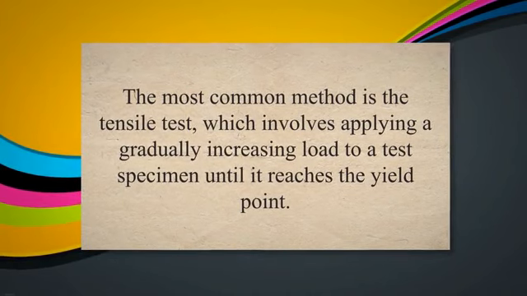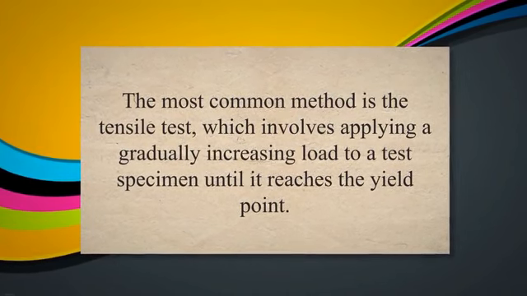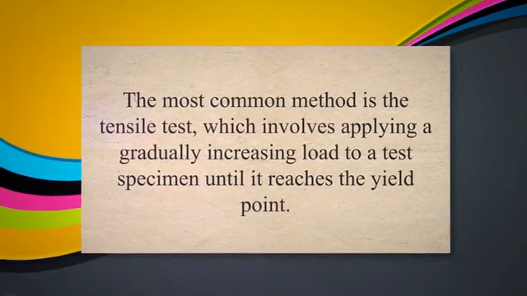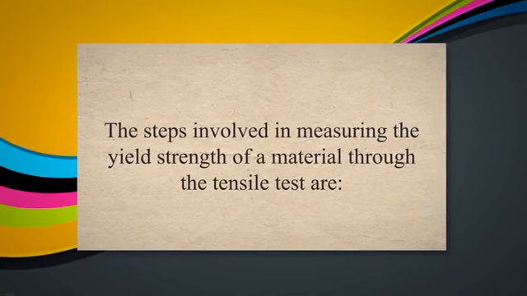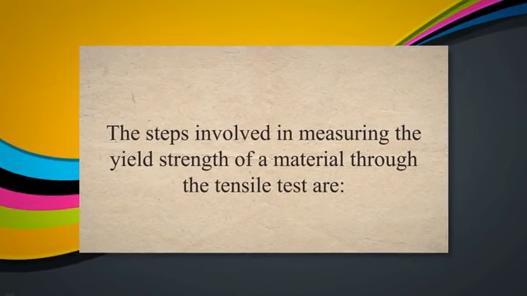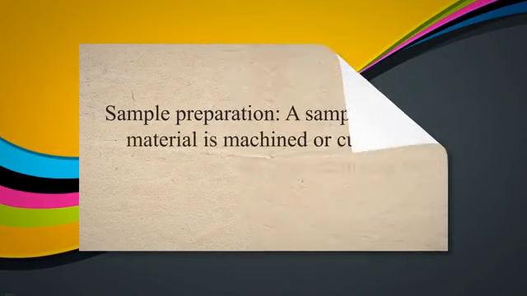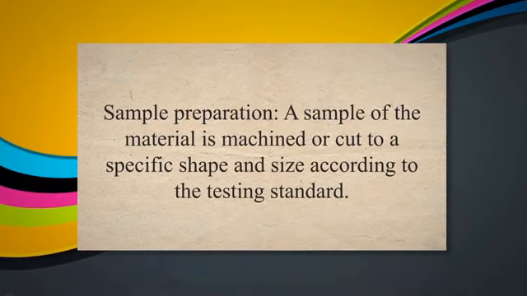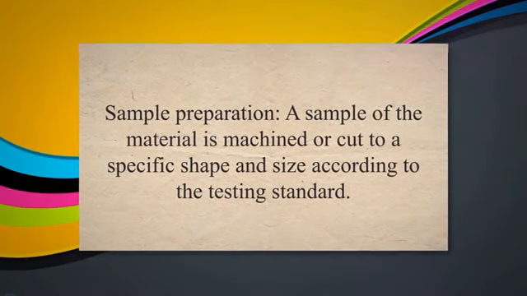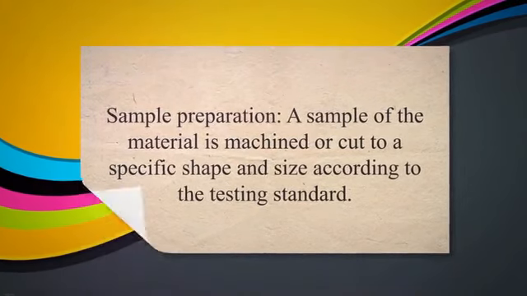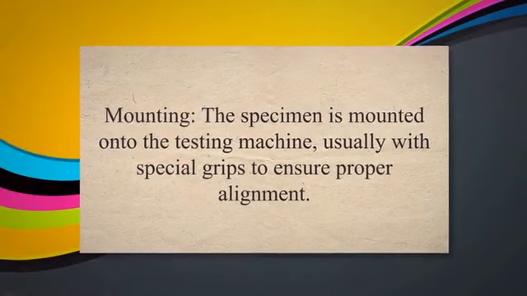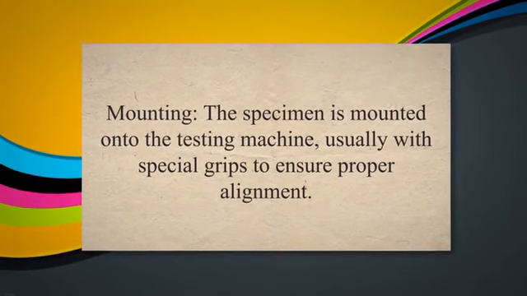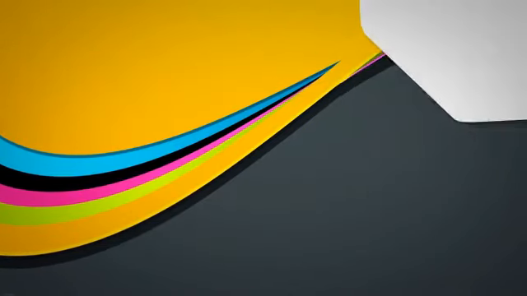The yield strength of a material can be measured through various mechanical testing methods. The most common method is the tensile test, which involves applying a gradually increasing load to a test specimen until it reaches the yield point. The steps involved in measuring the yield strength through the tensile test are: Sample preparation. A sample of the material is machined or cut to a specific shape and size according to the testing standard. Mounting. The specimen is mounted onto the testing machine, usually with special grips to ensure proper alignment.